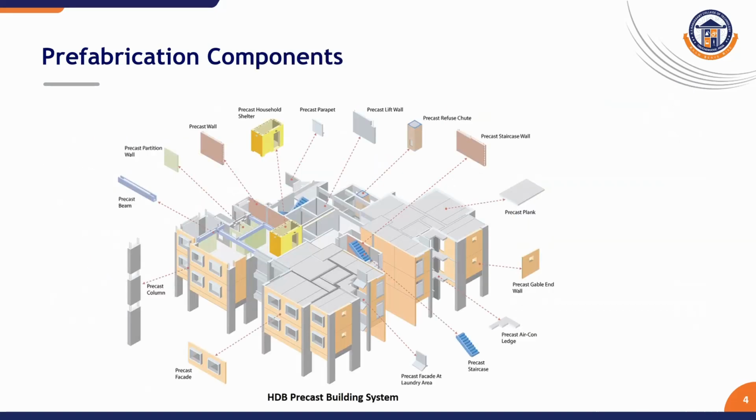Some of the prefabricated components are prefabricated partition walls, precast household shelter, precast parapet walls, precast lift walls, precast planks, precast gable walls, beams, columns, everything comes under the precast. All these things will be assembled and combined as a whole building.